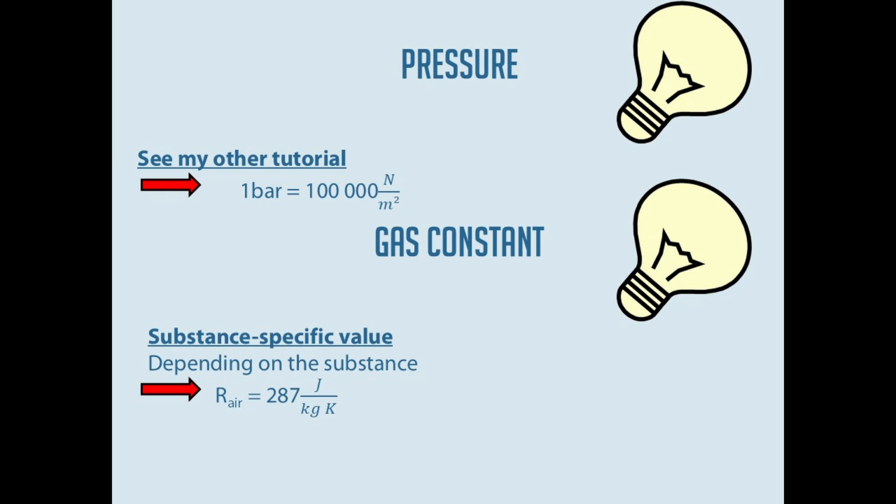It depends on the considered substance. Since we have air here, it is 287 joules per kilogram Kelvin. If you want to know more, just have a look at the source on the previous slide. We keep this value here because we are only interested in normal air.